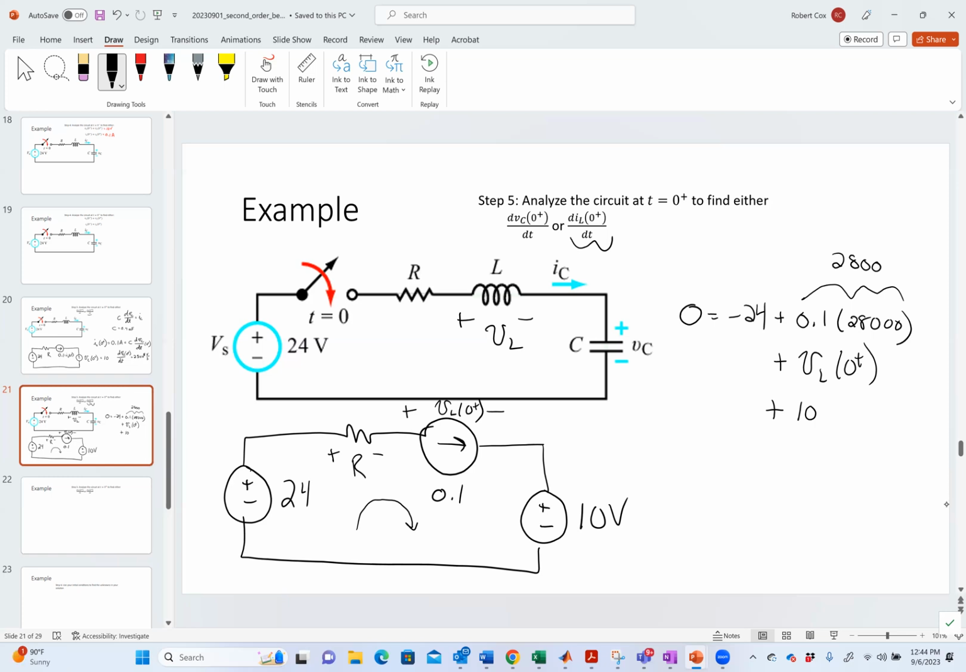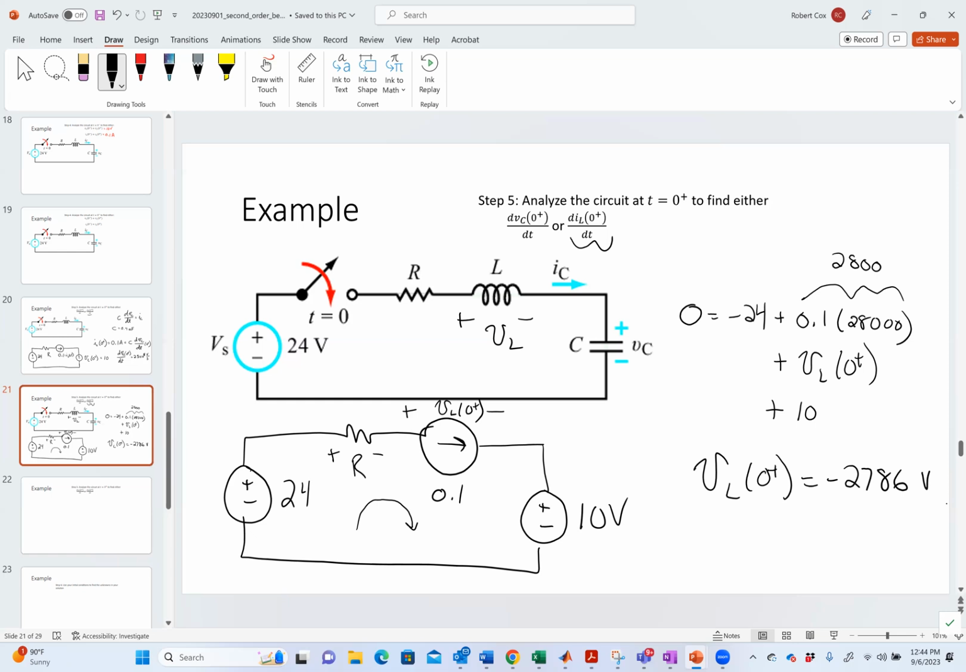You get huge voltages and currents that develop all of a sudden, simply to keep the physics satisfied, simply keeping the inductor current continuous and the capacitor voltage continuous. The resistor and everything else is just going to react however it has to react to make sure those things stay true. So if I solve for this VL of 0 plus, I end up with a crazy number: negative 2,786 volts. That would be the value I would come up with.